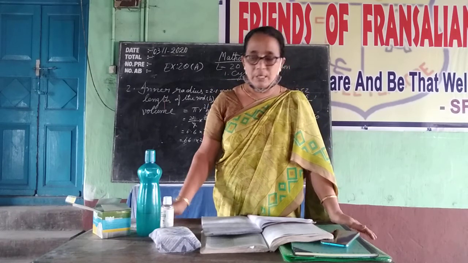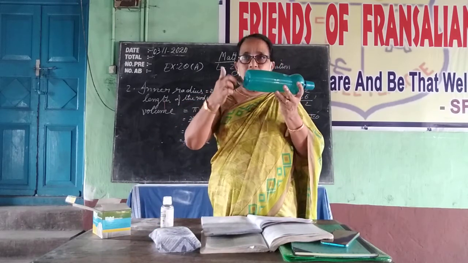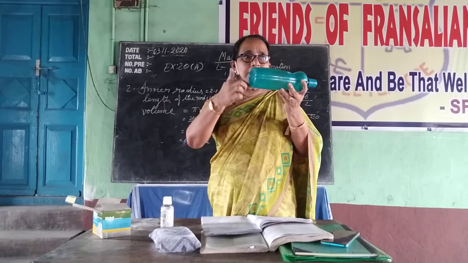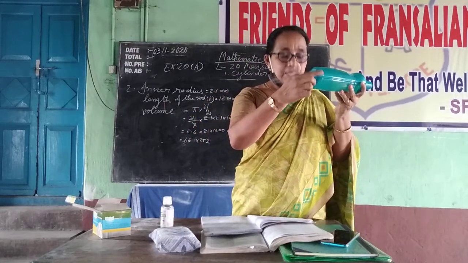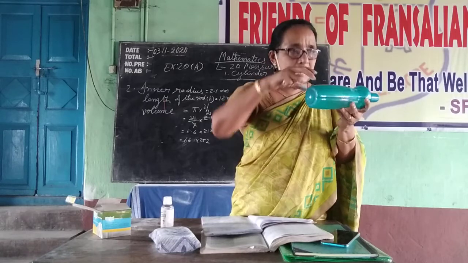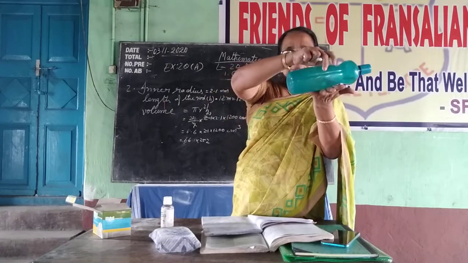Did you understand that one? A cylinder is rolling. The circumference is given. This full length is 2 pi r, which is equal to 8 centimeter. The circumference is given. Length is given. Now it is rolling on the surface like this.